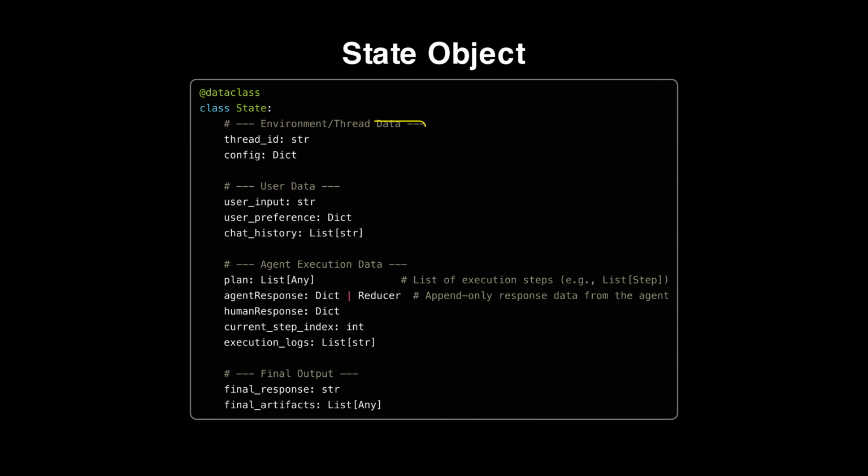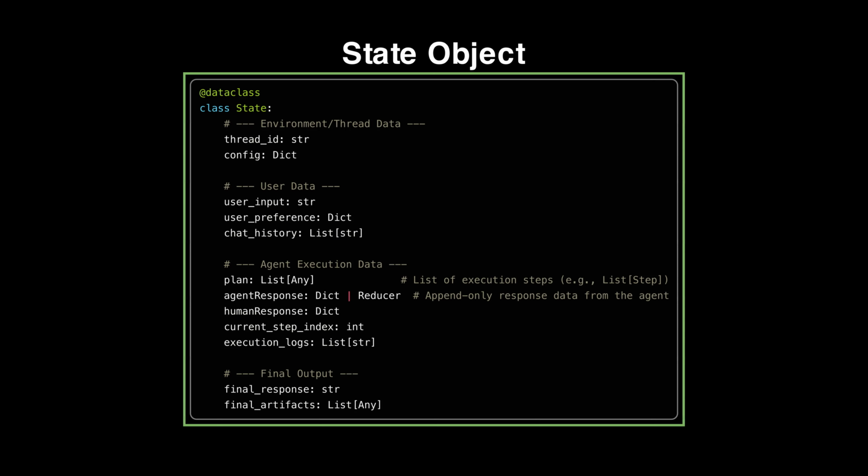It also holds execution logs, the final response, and a thread ID, which acts as the unique request ID for the entire conversation. This shared state is the single source of truth that allows all our independent agents to work together.